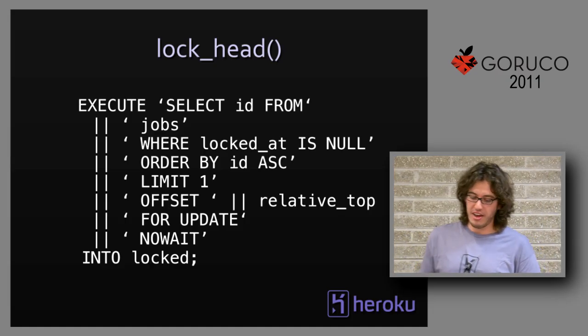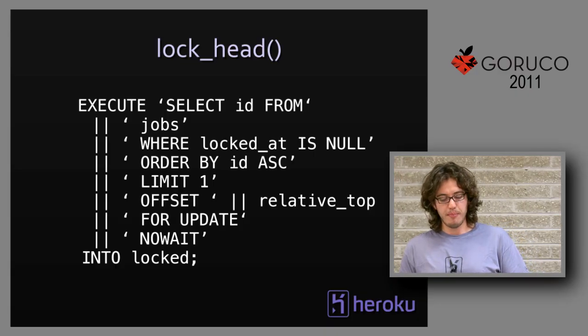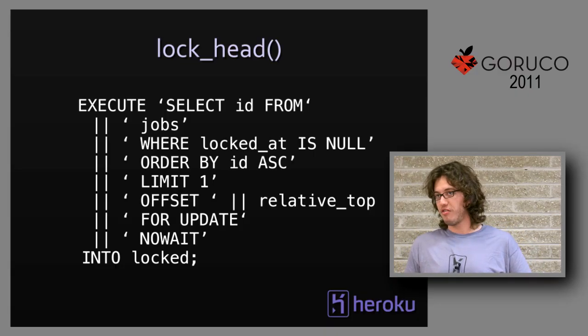Okay, so let's walk through this. What I'm doing here is selecting ID from jobs. Jobs is a table that holds all my jobs.